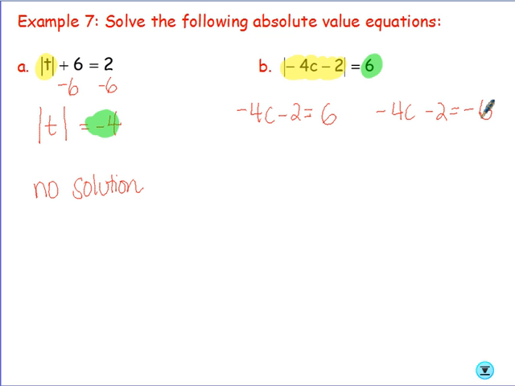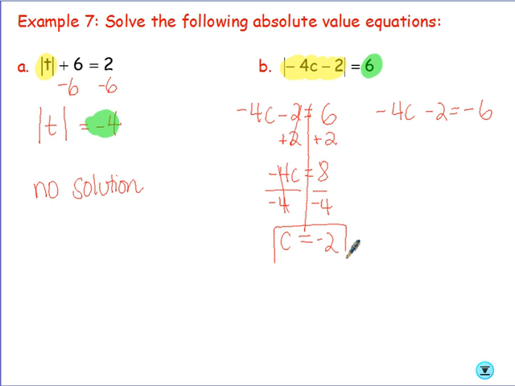All right, so let's keep going. We need to solve these two equations. We need to add 2 to both sides. That leaves us with negative 4c equals 8. Divide both sides by negative 4. 8 divided by negative 4 is negative 2. There's one of our answers.